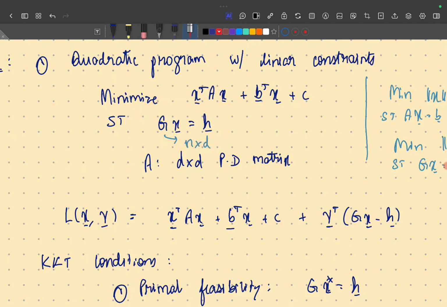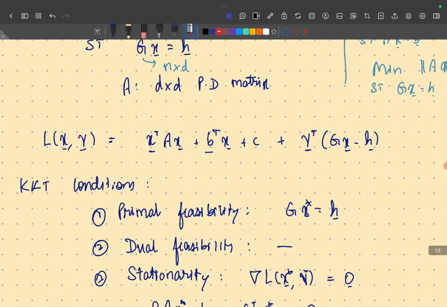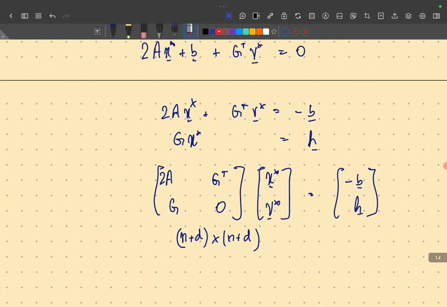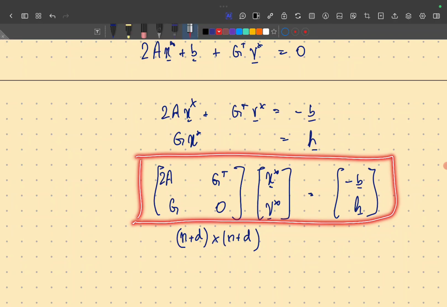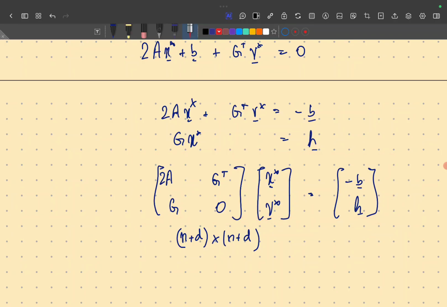There are no inequality constraints, right? So Slater's condition is automatically satisfied. So this is a convex optimization problem that satisfies strong duality. So if I can solve for the KKT conditions, then I get the solution, right? So the solution must satisfy this system of linear equations, and any solution to this system of linear equations is a solution.